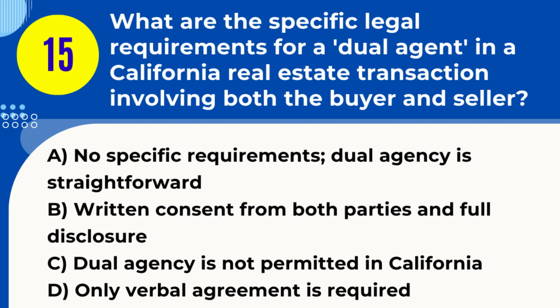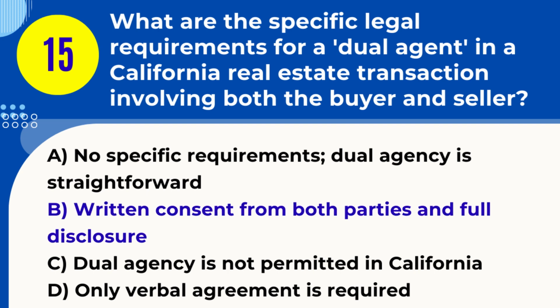Question 15. What are the specific legal requirements for a dual agent in a California real estate transaction involving both the buyer and seller? A. No specific requirements. Dual agency is straightforward. B. Written consent from both parties and full disclosure. C. Dual agency is not permitted in California. D. Only verbal agreement is required.